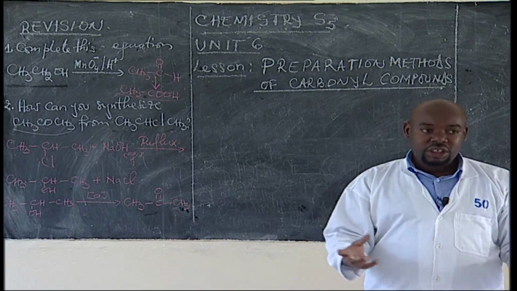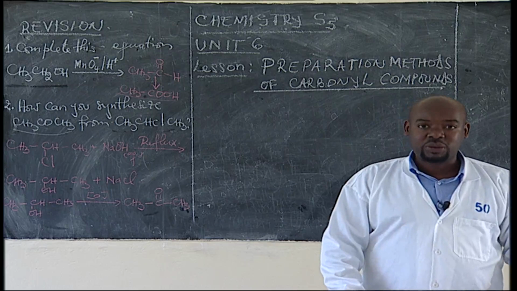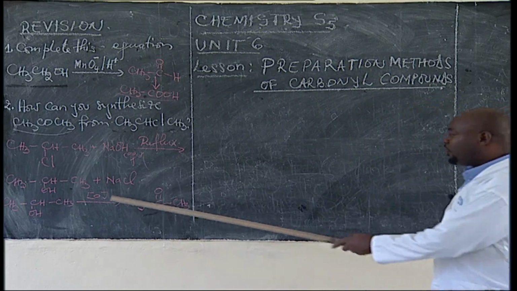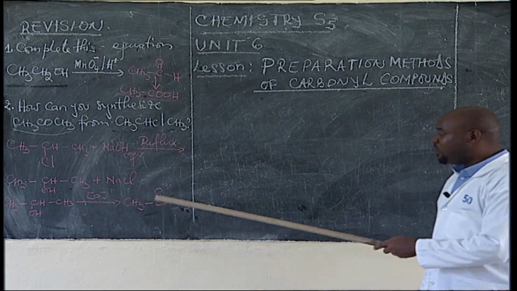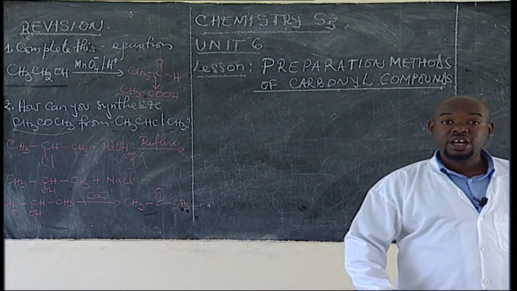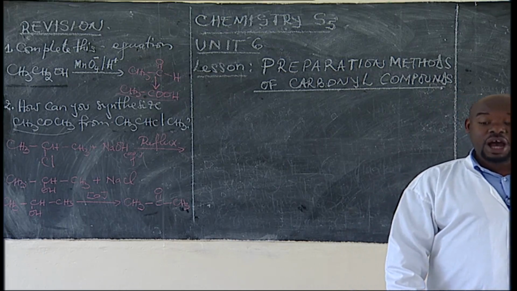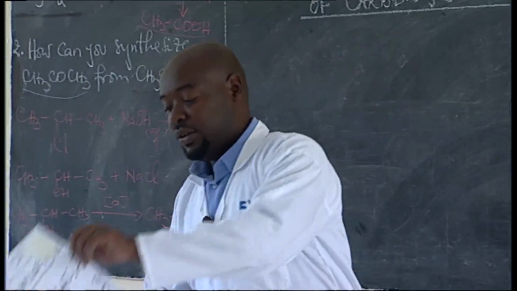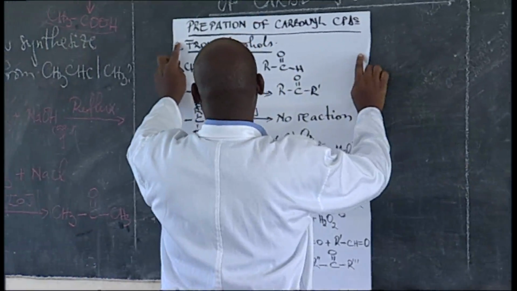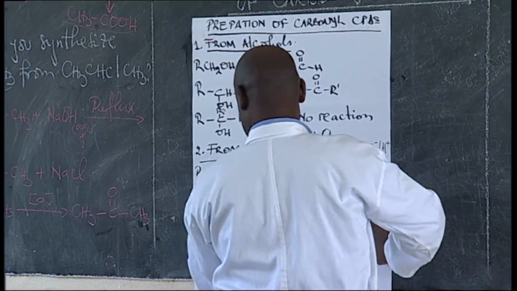Which reactions have we seen that can be used to prepare carbonyl compounds? Here we have an example. From an alcohol, we can prepare a ketone. So there is a way of preparing ketones and aldehydes when you start from alcohols. Preparation of carbonyl compounds from alcohols.